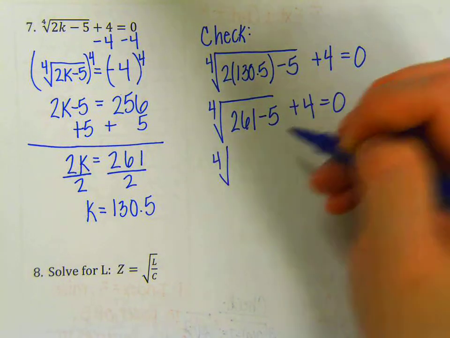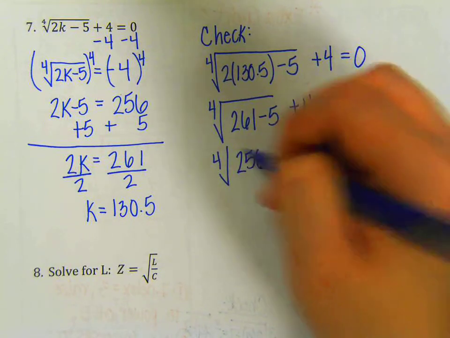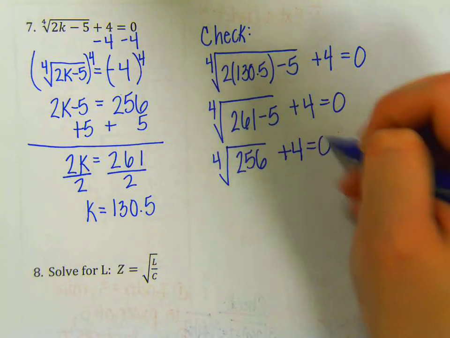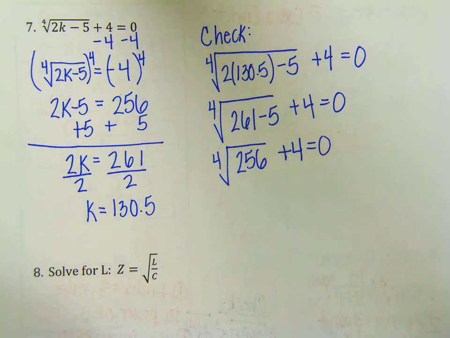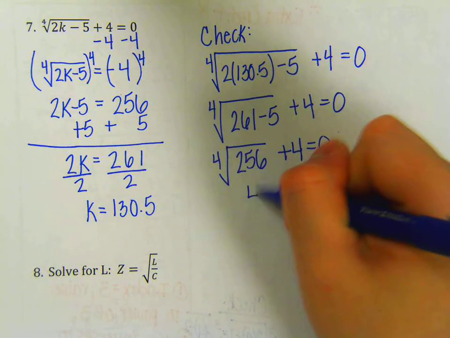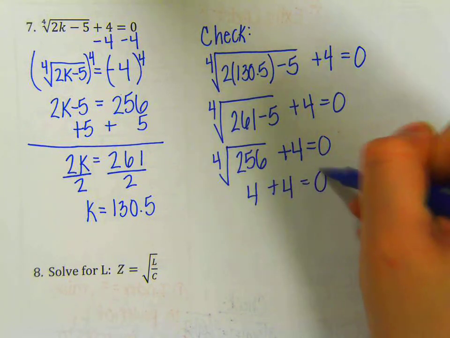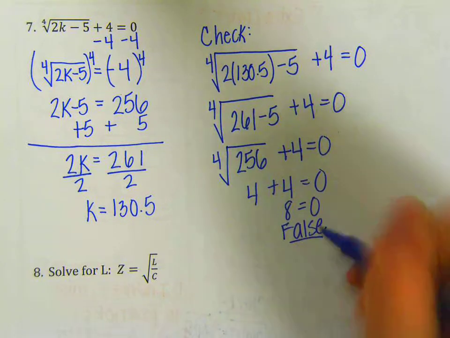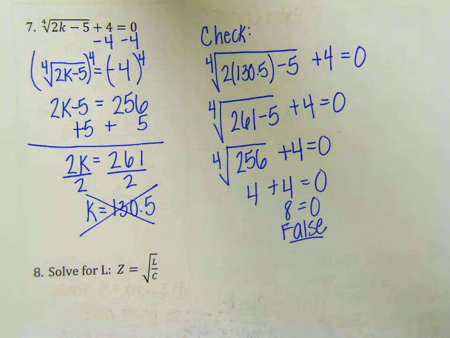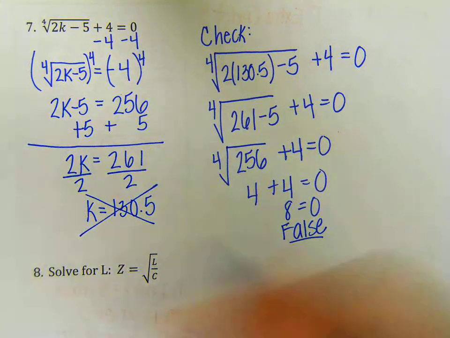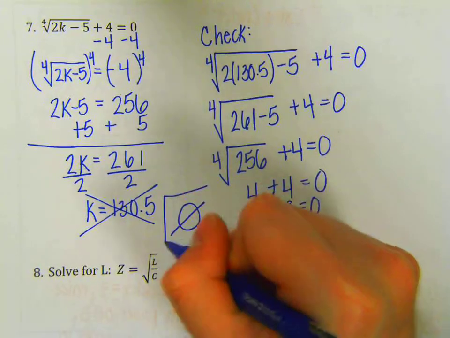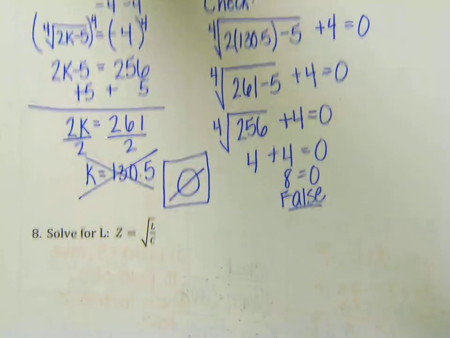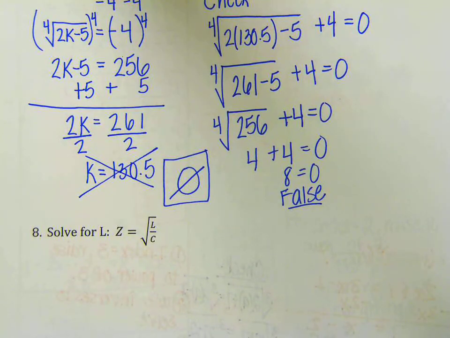4th root of 256 plus 4. We'll end up with 4 plus 4, 8. That does not equal 0, so that's false. Which means I don't get an answer, it's to be disregarded. And it's Melissa's favorite, the null set. Number 5, you will not hit the null set.